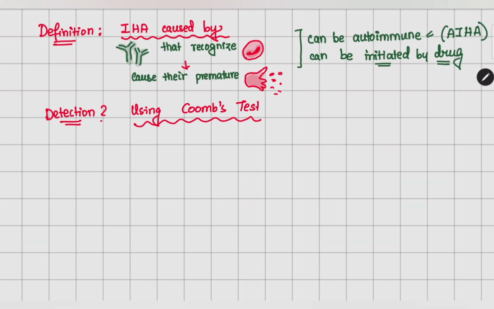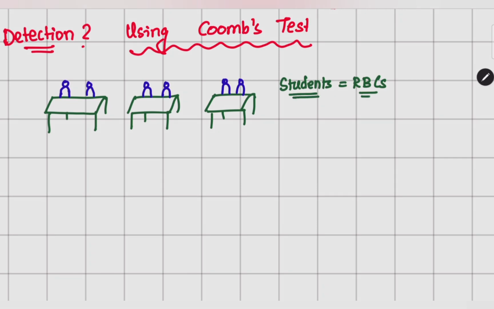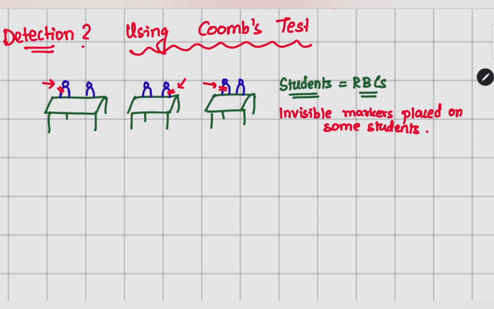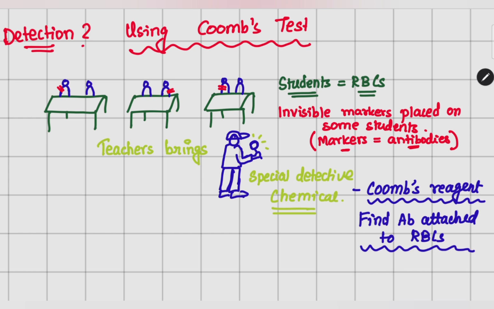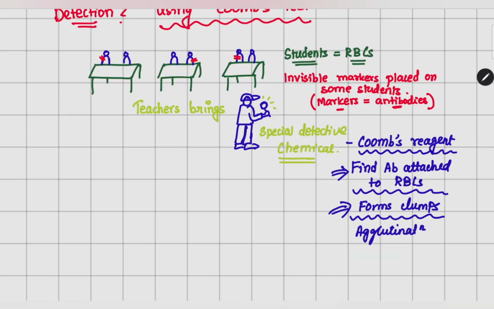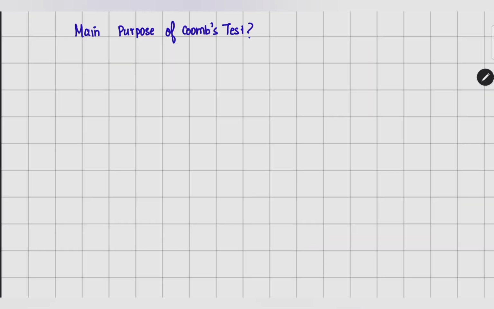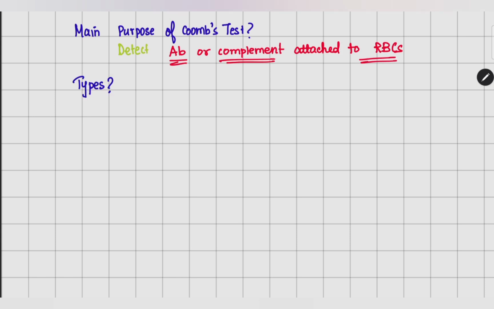Imagine there's a classroom full of students. The students are analogous to the RBCs, and there are invisible markers placed on some of the students, and these markers are the antibodies. Okay, so now the teacher brings a special detective chemical. This special detective chemical is the Coombs reagent, and it finds the antibodies attached to the RBCs. It forms clumps and then it agglutinates, and hence we get a positive test result. What is the main purpose of this Coombs test? It detects the antibodies or the complements attached to the RBCs. It can be of two types: either direct or indirect.